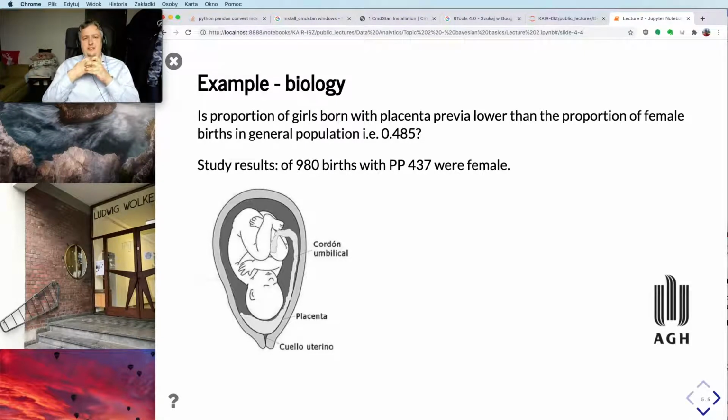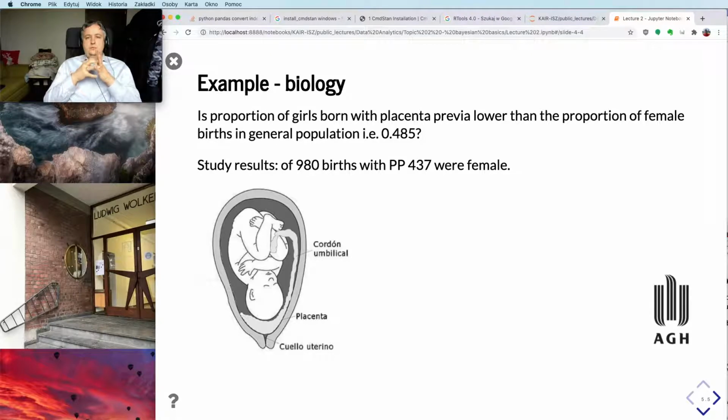And there is a certain condition called placenta previa, in which the placenta is located first during the birth. So not the baby goes out first, but the placenta goes out first. And there was an investigation of whether placenta previa is more present in the female population or in the male population.